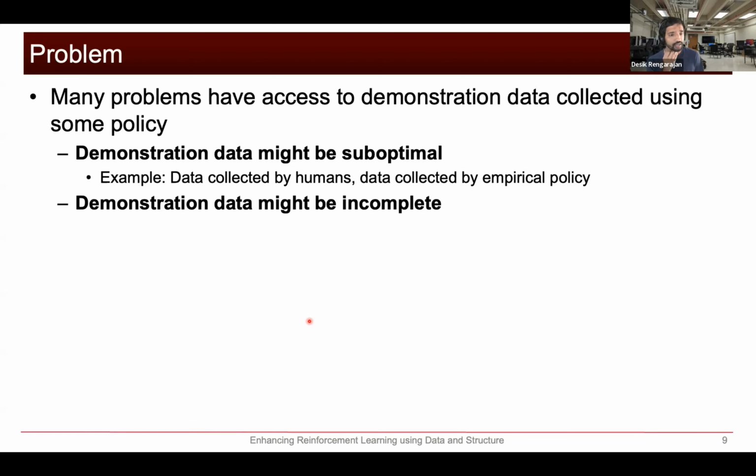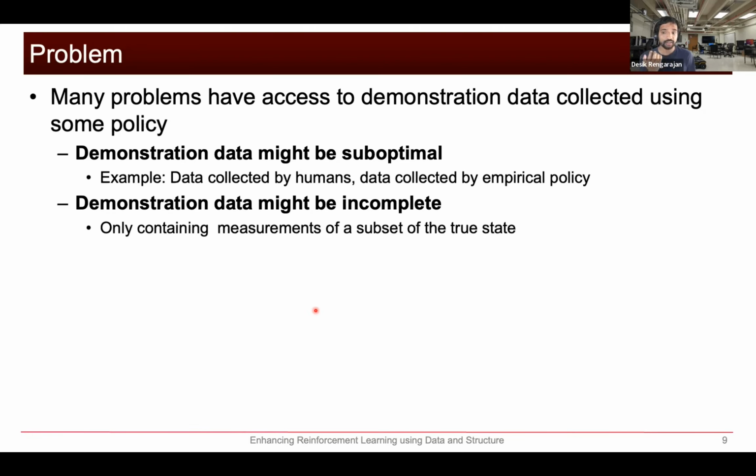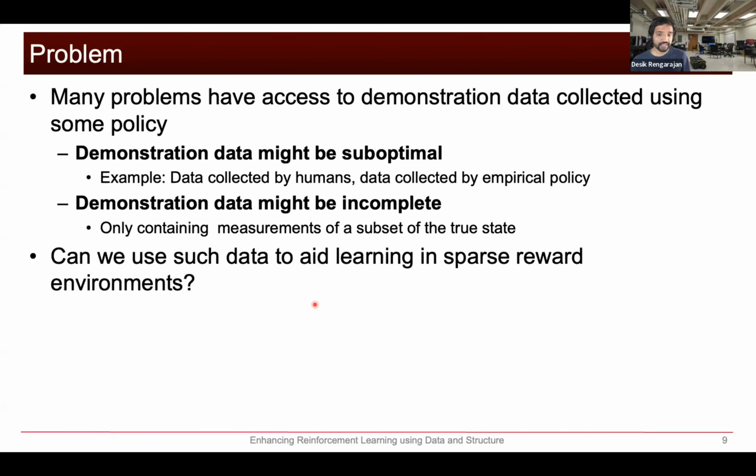Further, this demonstration data might also be incomplete, in the sense that it might not contain measurements of all the states that you need, but it might only contain measurements of a subset of states. I'll dwell on this idea of demonstrations being incomplete further in the talk. But the idea is that in many situations, you might have access to some demonstration data, which tells you how to solve a particular task, but it might be suboptimal. So can we use such demonstration data to aid learning in sparse reward environments? That's the problem that we're trying to address.